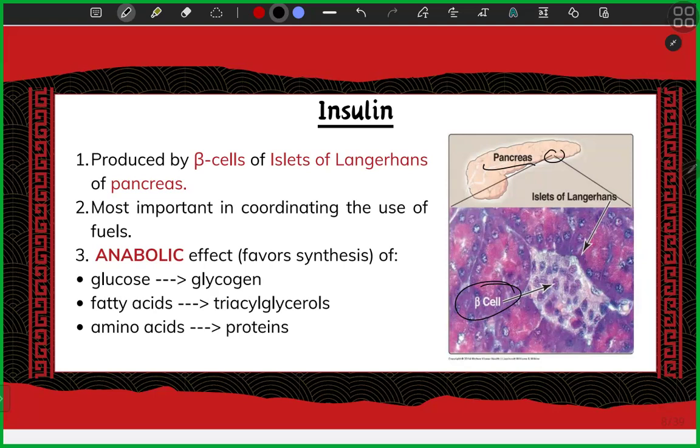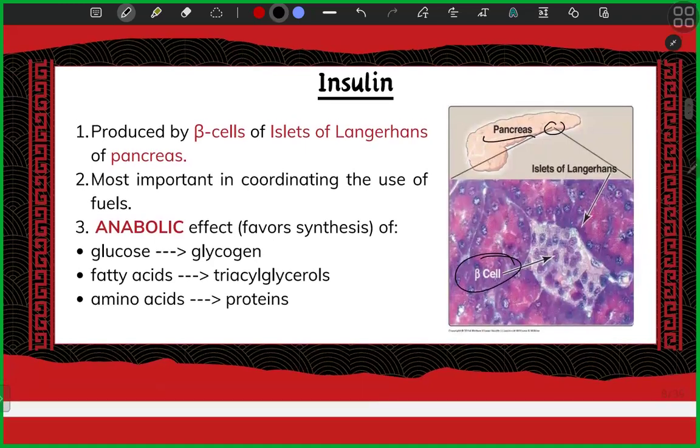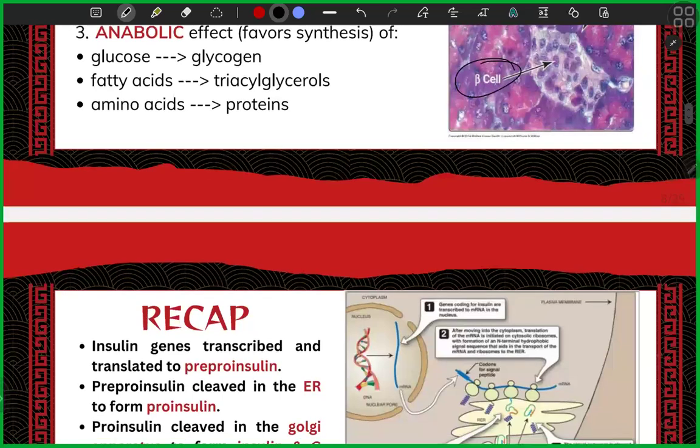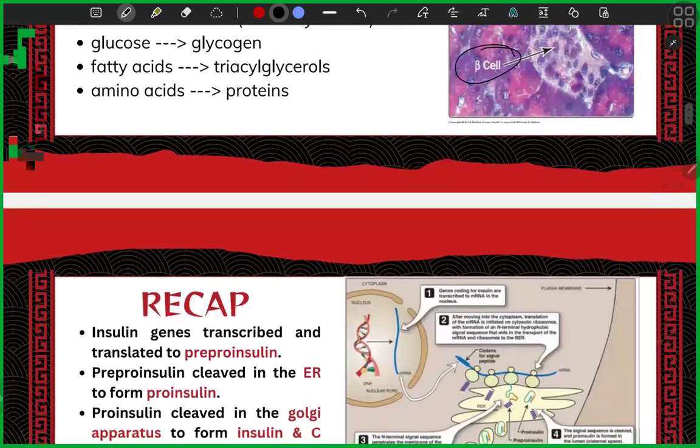So the basic function, what you have to know about insulin, is that it's anabolic. It synthesizes the production of things. It's basically used in storage.